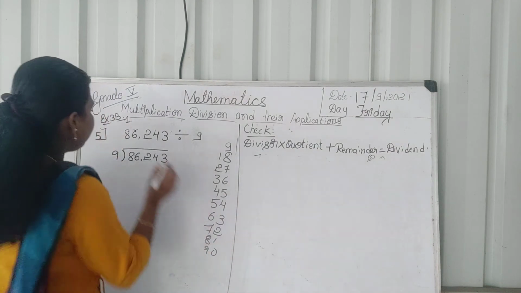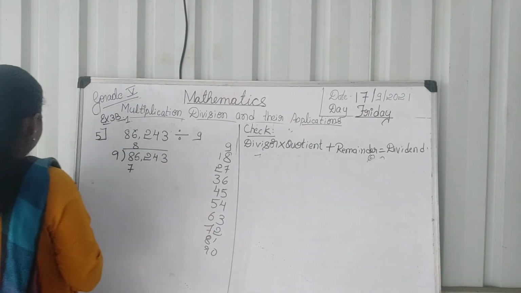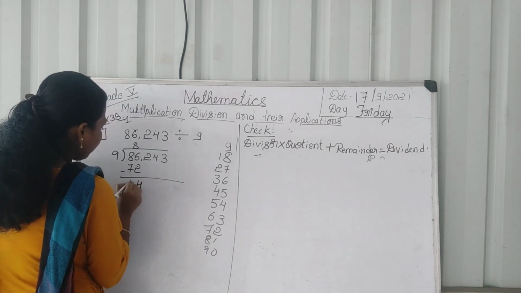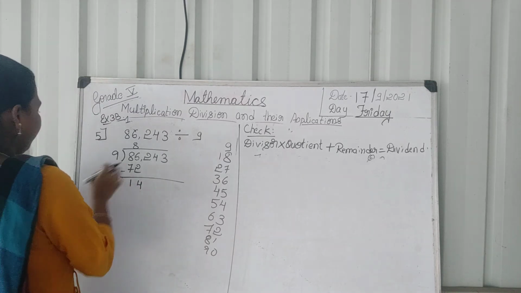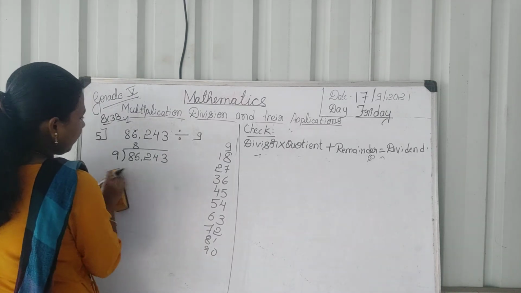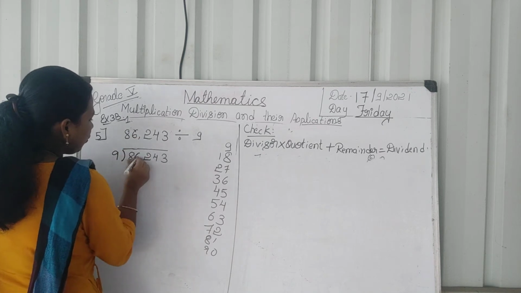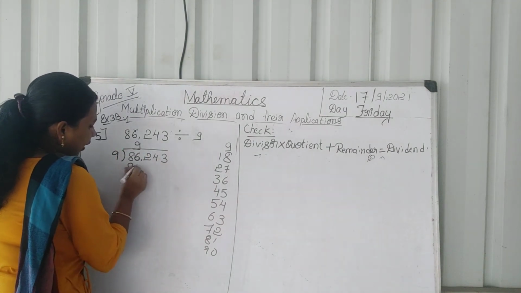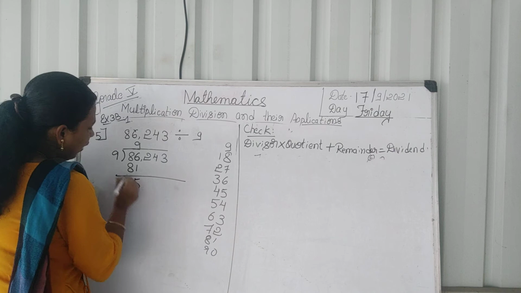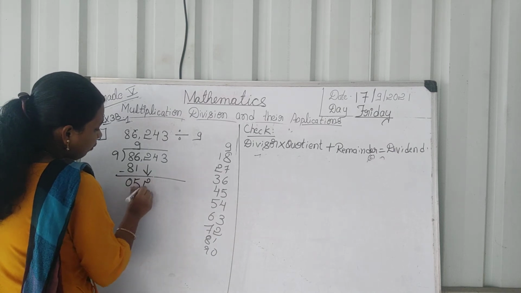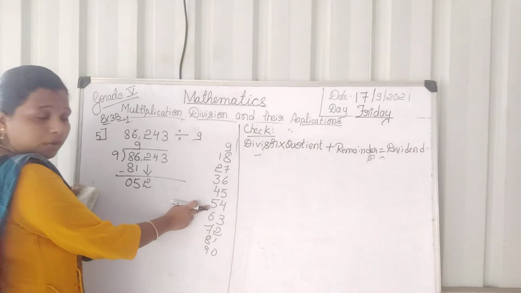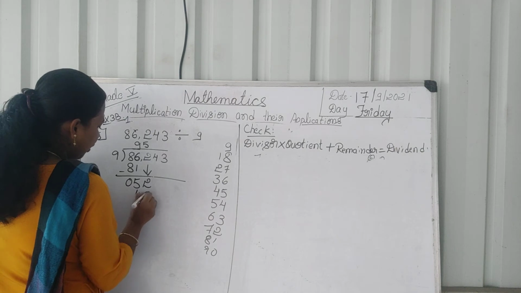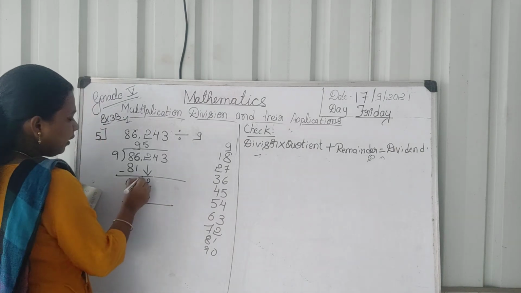86 here. 9 8s are 72. 6 minus 2, 4. 8 minus 1, 7. Sorry. 86,243 and 81 is there. So 9 9s are 81. 6 minus 1, 5. 8 minus 8, 0. Take the next digit down. That is 52. 54 less than that is how much? 45. 9 5s are 45. Subtract it. You should take borrow.